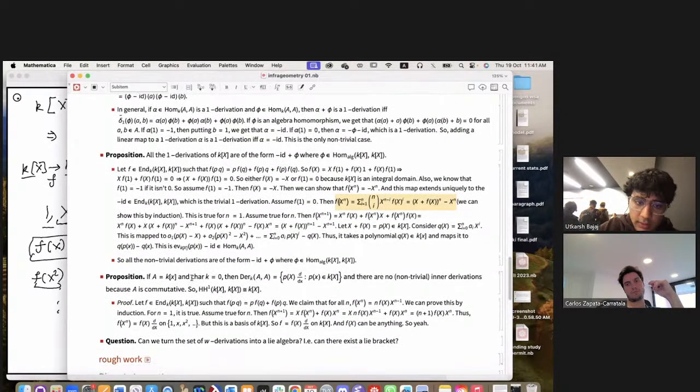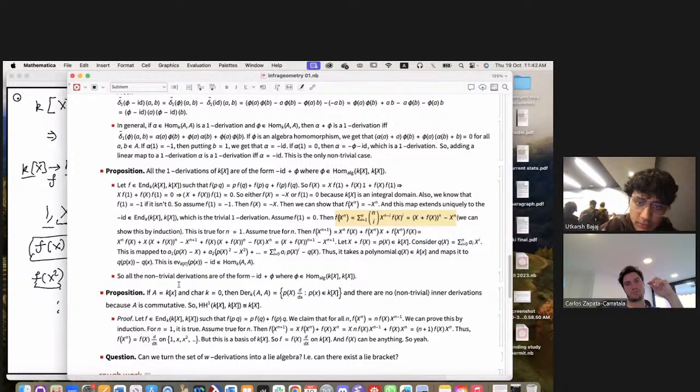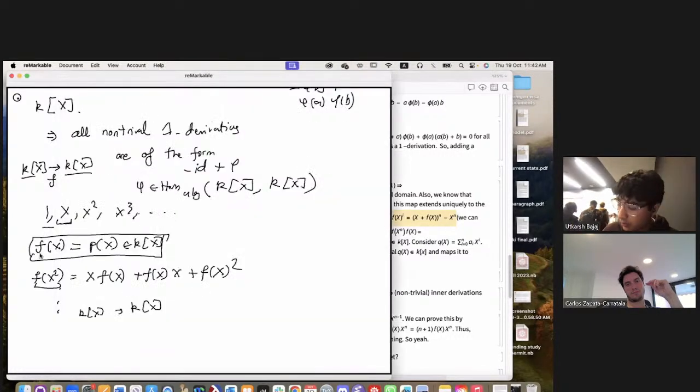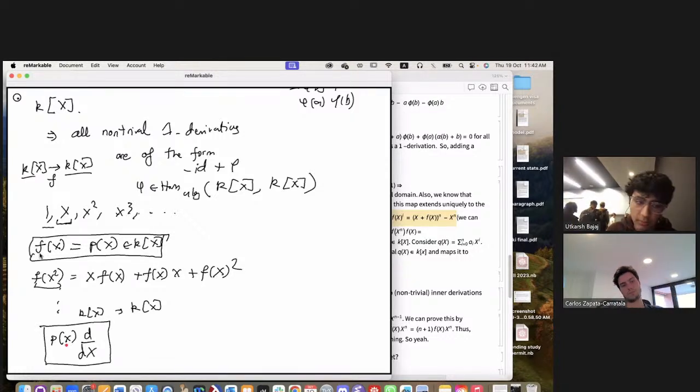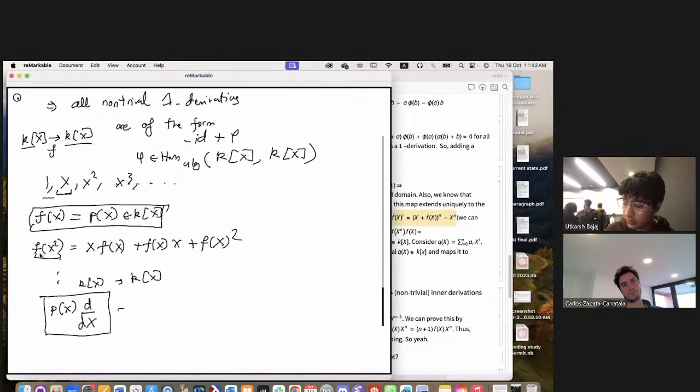Now, if we look at the set of all zero derivations, so just the ordinary derivations, then the set of all these derivations are essentially of this form. You can also prove this. Here p(x) is any polynomial, and d/dx is the derivative operator. So these are the set of all zero derivations of K[x].